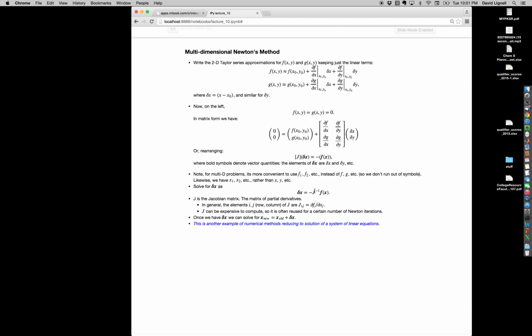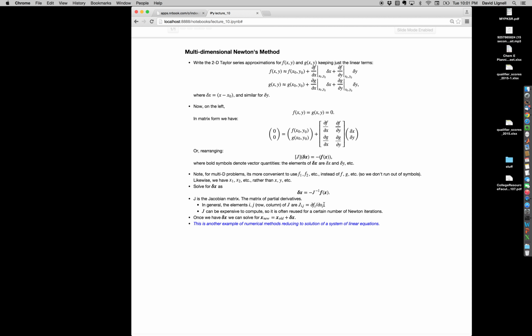Now, it's important to note the structure of this J matrix. In general, the element in row i and column j of this J matrix is the partial derivative of f_i with respect to variable x_j. So they go in order. J_ij is dF_i dx_j. Now, J can be expensive to compute when we get large systems, so this is kind of an aside. It's often reused for a certain number of Newton iterations and updated when it gets out of date.